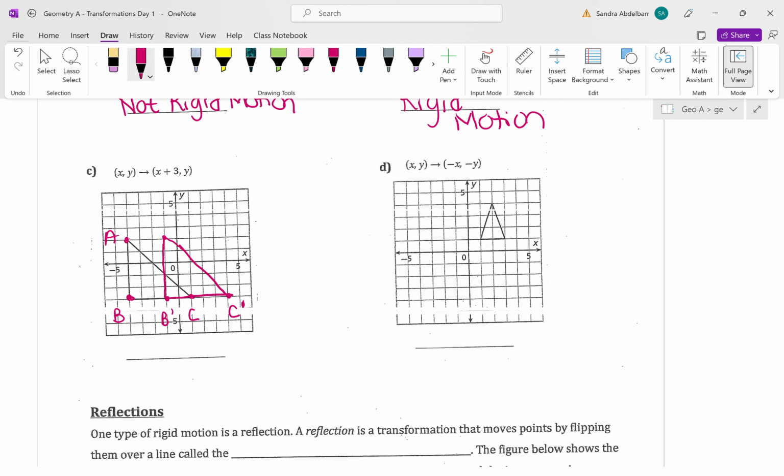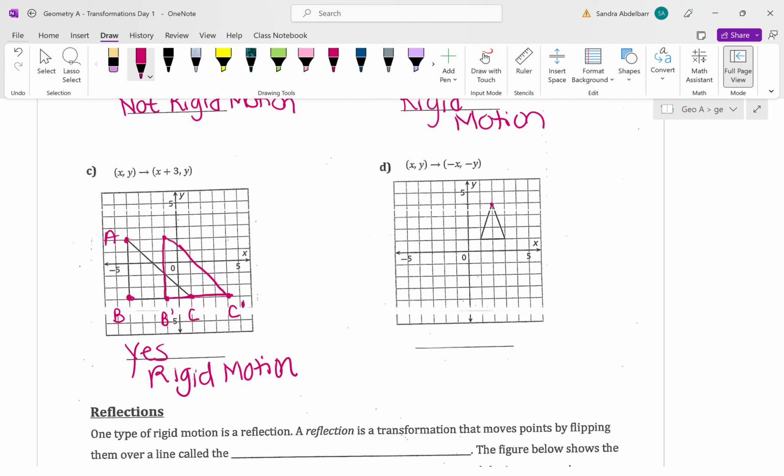Was this a rigid motion, yes or no? Yes. How many people got this correct? Good. All right, what is letter D telling us to do? Anybody know? Negate the x coordinate and also negate the y coordinate. Am I switching them? No, we're not switching them.